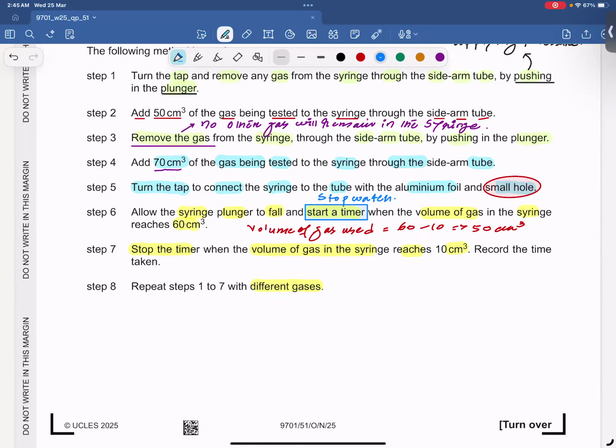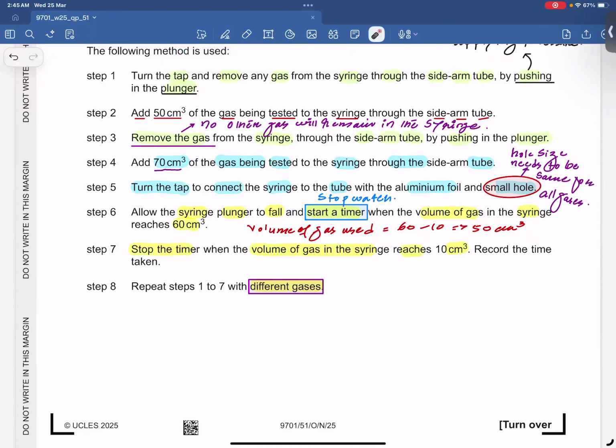Okay, let's move on to the next page. Small hole, small hole. Another thing: I was thinking I'm missing something. When we repeat the experiment with different gases, we need to make sure that this hole remains the same size. The pinhole size will remain the same. Hole size needs to be the same for all gases. That's a very crucial point.